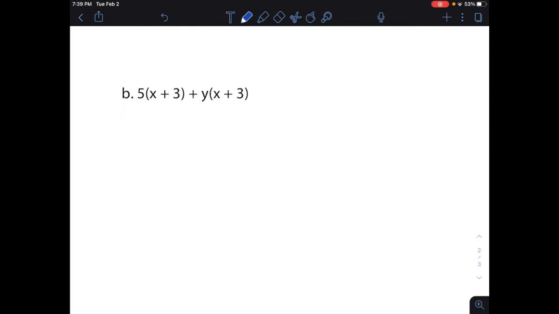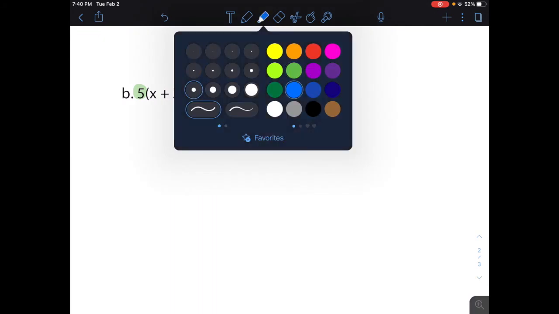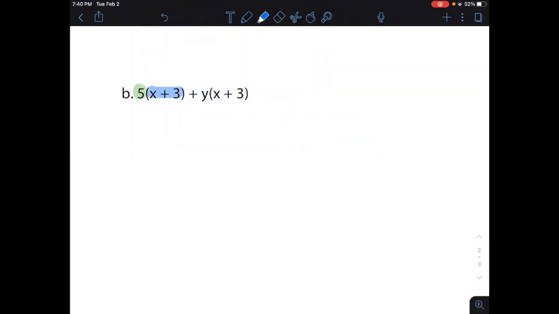People look at this and say, oh gosh, do I need to distribute and then combine like terms and do all that stuff? Nope, don't distribute, don't combine like terms. This is actually super simple. Whenever you have something in parentheses and something on the outside, it's multiplication. So technically, the 5 is a factor of this first term, and the x plus 3 is a factor of the first term.